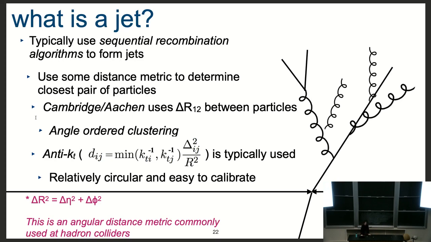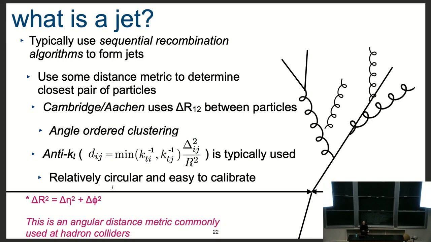And this is really nice because this is kind of how the parton shower forms. The way that the parton shower happens tends to be relatively angle ordered. So wide angle emissions tend to happen sooner in the shower, and later emissions tend to be more collinear. So this algorithm is really nice because it is correlated to the actual physics that is happening, but it makes jets that are kind of hard for us to use experimentally.